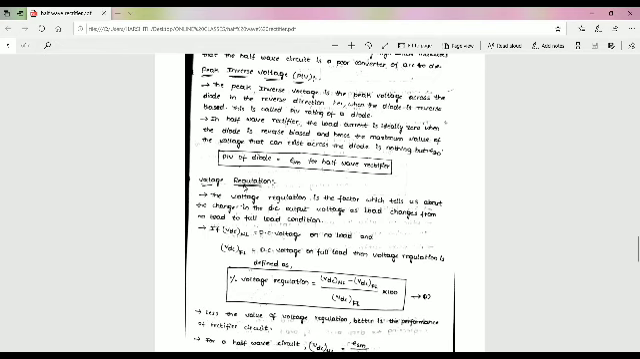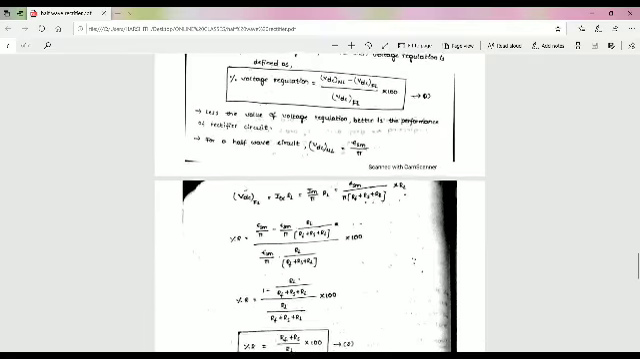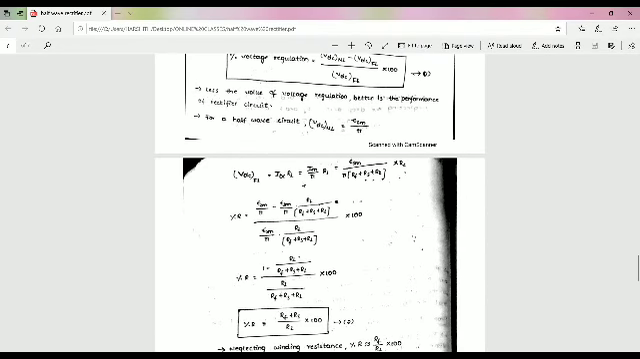Less the value of the voltage regulation, better is the performance of the rectifier circuit. So VDC no load equal to ESM by pi. VDC full load equal to V, and V means current into resistance. Which current? DC current. So IDC into RL. IDC means Im by pi. So Im by pi into RL. So Im equal to ESM by RF plus RS plus RL. Substituting. So these two are taken into 100.